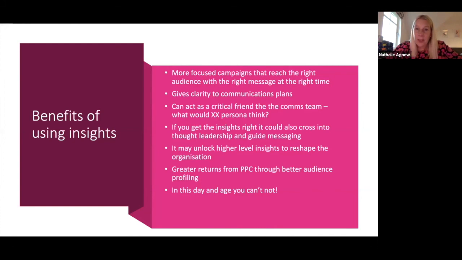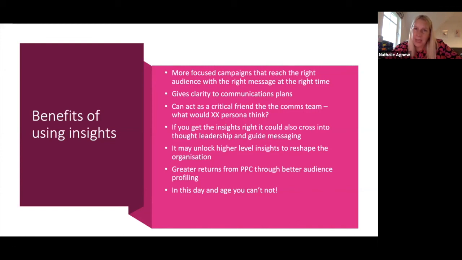If you do get the insights right, it can also cross over into thought leadership. Obviously, it guides the messaging. And where you're really smart about it, like I guess the BrewDog example that we had earlier, it can have a big impact all the way up the organisation. So it can really help you to show the value that your team brings within the organisation.